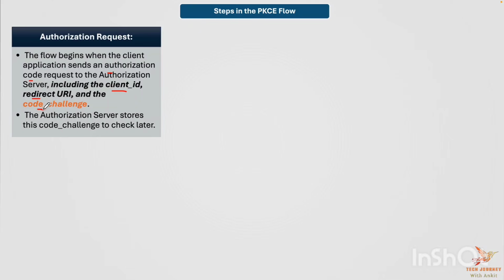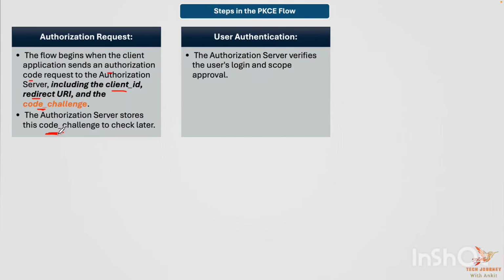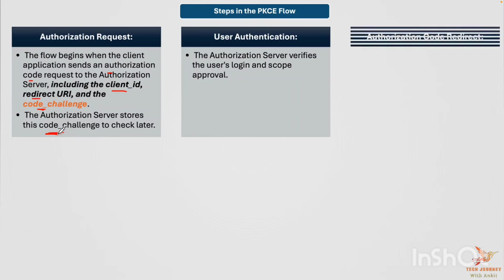What will happen when the authorization server receives this? The authorization server also stores the code challenge to check it later. So the client application sends a request to the authorization server, including the client ID, redirect URI, and the code challenge. The authorization server will take the additional step and store the code challenge here. Now coming to the user authentication part, the authorization server will redirect the request to the user so that the user can log in and provide approval to the scope. We have discussed that in the past. The consent is something that needs to be provided.